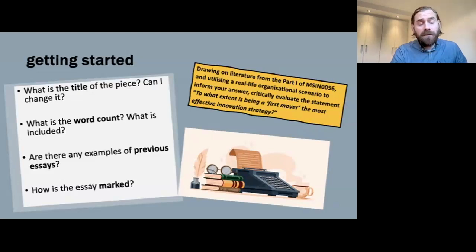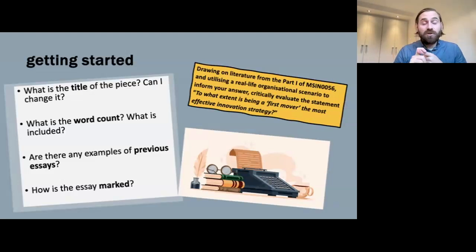The word count for the piece is 1,500 words. There's no plus or minus 10% allocation. So if you write over 1,500, then normal penalties are incurred. What this does include is essentially everything from after you've pasted that title. The title isn't included, but everything after that is, until you get to the reference list at the end.